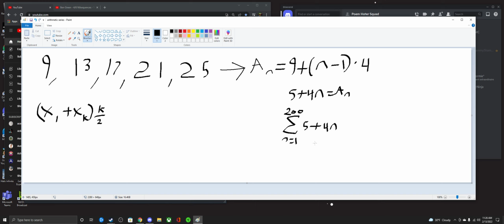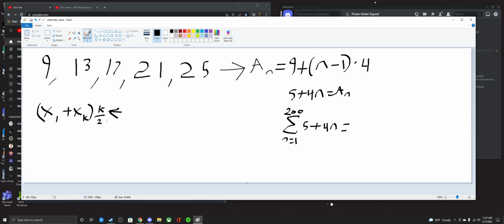So this is how you would sum up a sequence starting at 9 and going to 200 terms. We would say the sum as n goes from 1 to 200 of 5 plus 4n would be a large number. We're trying to find out what we'd have if this sequence were to go on for 200 terms and we wanted to add up every number. So that's when we bring in this equation here.